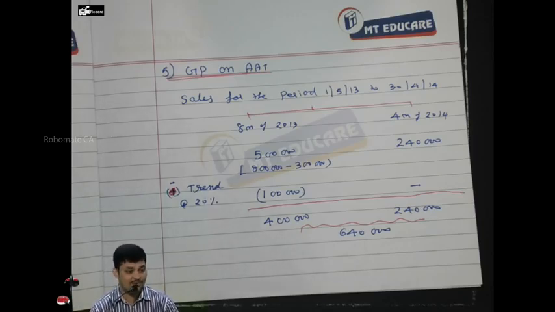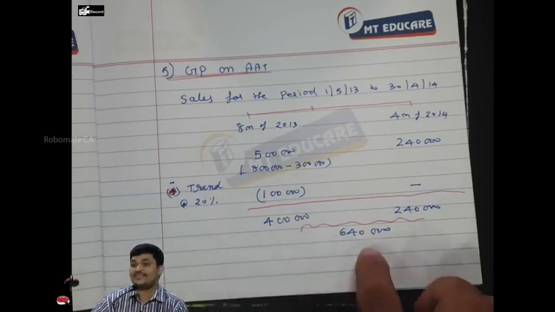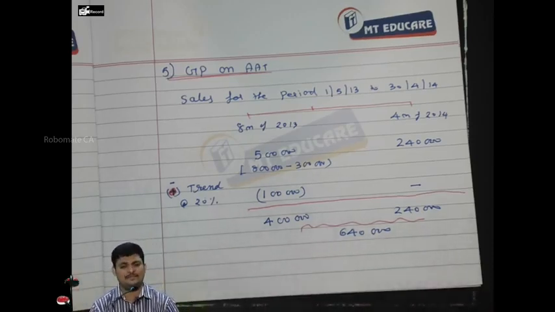Correct only. But then, if the breakup is not given, don't apply previous year sales into the trend and all. You should apply the trend of the annual turnover only. You should apply the trend, not on the previous year sales. Could you appreciate that? So by getting 6,40,000, people when they play with numbers, they can easily develop relationship with the numbers.